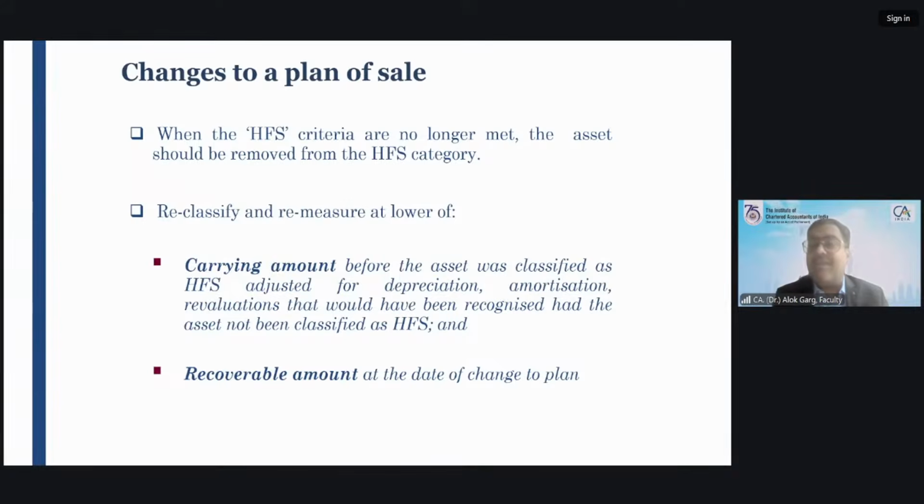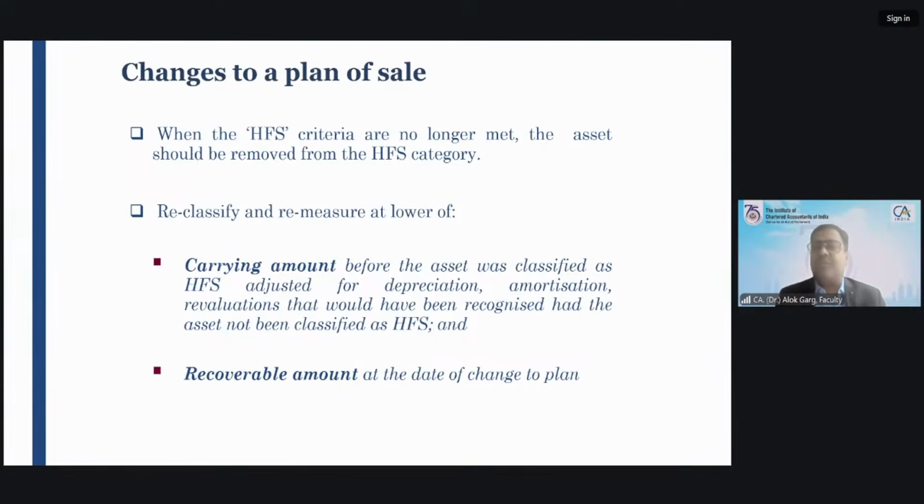So what happened in that case? Up to August 2019, this factory was under Ind AS 16 PPE. When they classified it as held for sale, when there was a plan of sale, it became Ind AS 105 non-current asset held for sale. When they changed the plan, it again went back to Ind AS 16, property, plant and equipment.